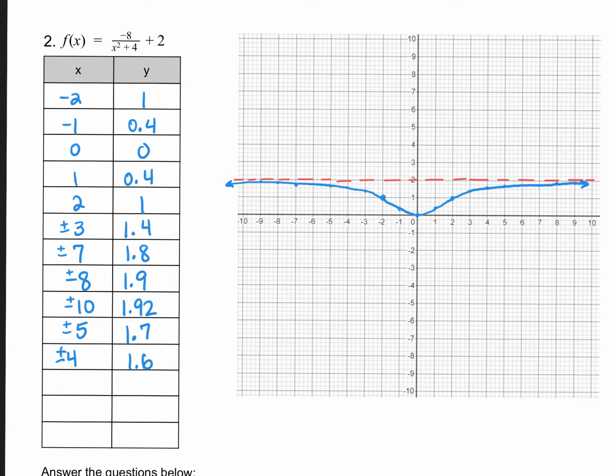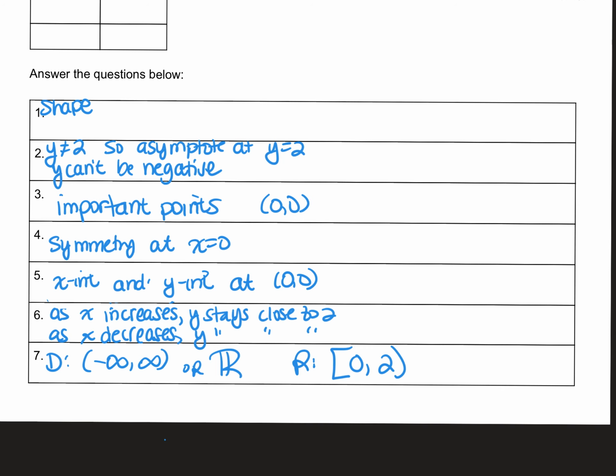Now, if you haven't already answered the questions, do that and then come back and check your answers. All right, so here's our quick summary. The shape, you could describe that however you want. We do have an asymptote at y equals 2. We know that y cannot be negative because no matter what we do, we get a positive output, whether we plug in positive or negative numbers. Really the only important point I would mention is our 0, 0, because it's kind of like our vertex. It's also our intercepts, which you can see in number 5.